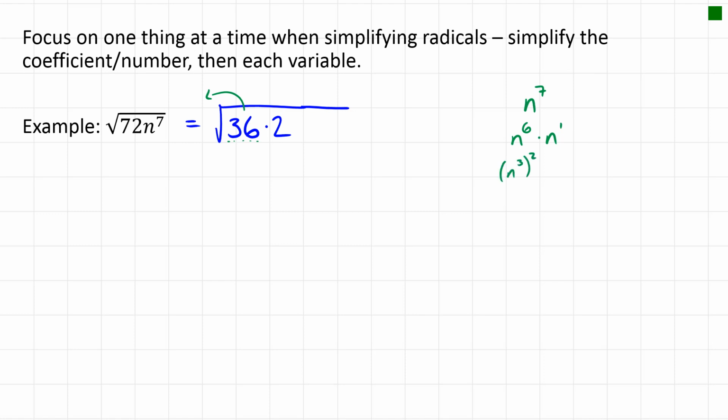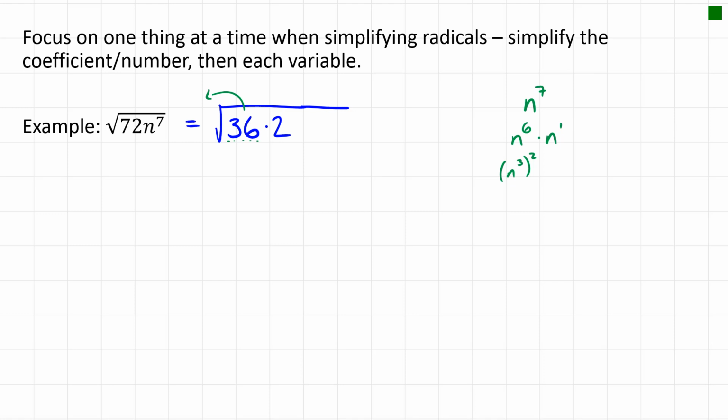And the reason why I'm looking for that even number is because when dealing with square roots, anything times 2 is going to be an even number. So n to the 7, I'm looking for splitting off the largest even number, which is 6, and whatever's left over. And so I'm going to split that n to the 7 apart as n to the 6 and n to the 1, and I won't write the 1.